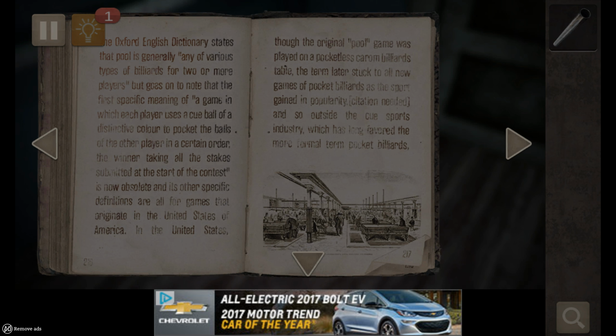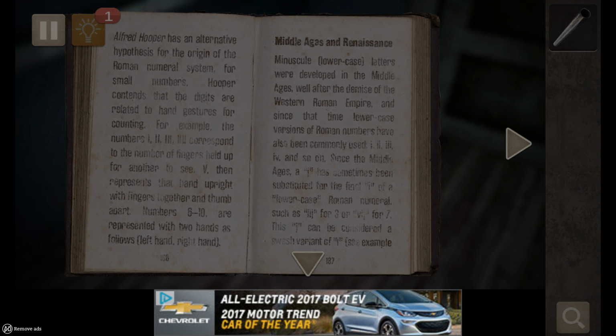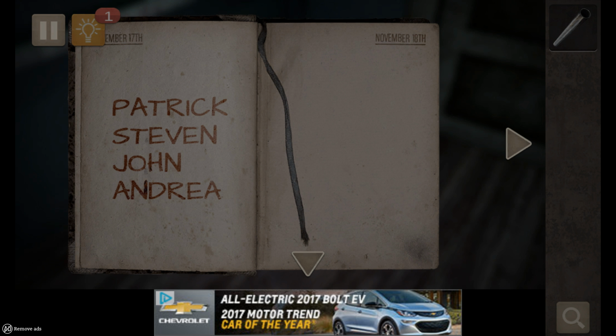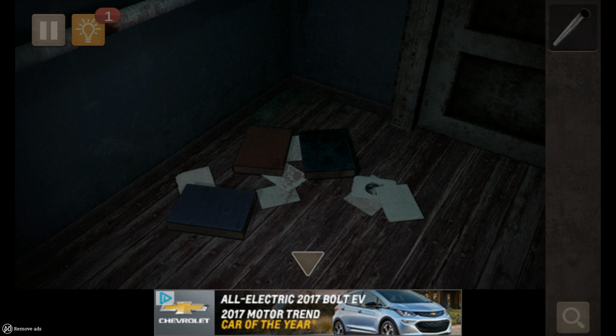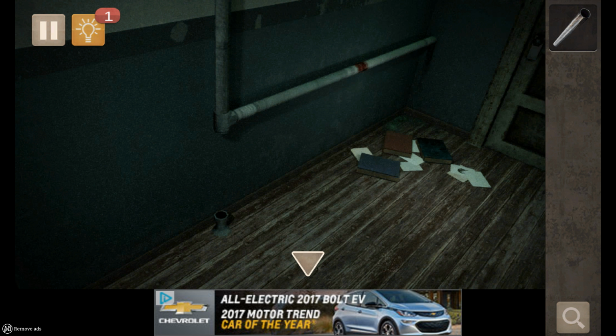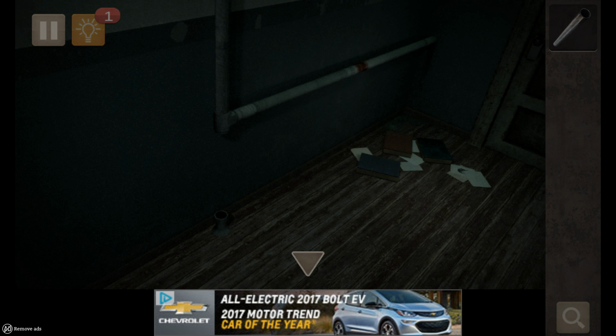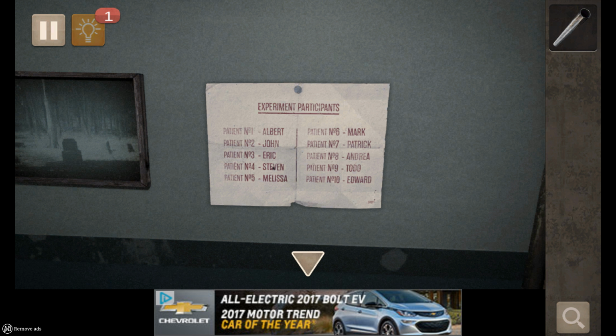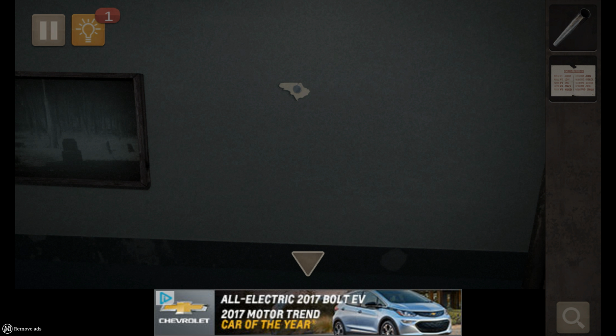So I think there was another page over here, if I remember the arrows. Patrick, Stephen, John, Andrea. December 17th, November 18th. Patrick, Stephen, John, Andrea. Okay. Well, let's see what we can figure out here. All right, numbers 1 through 10: Albert, John, Eric, Stephen, Melissa, Mark, Patrick, Andrea, Todd, Edward. So I'm going to say those are numbers. So Patrick, Stephen, John, Andrea: 7, 4, 2, 8. Oh, we can take that with us. Okay. That's good to know.